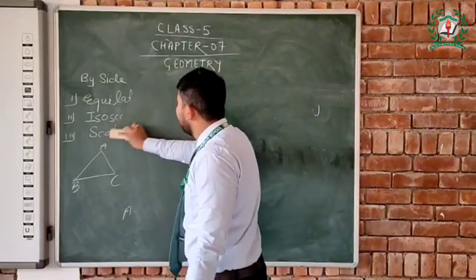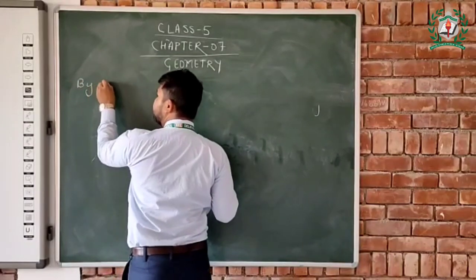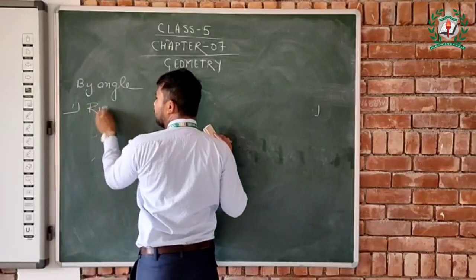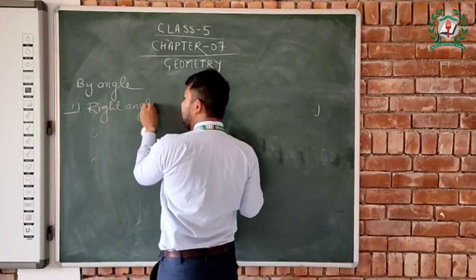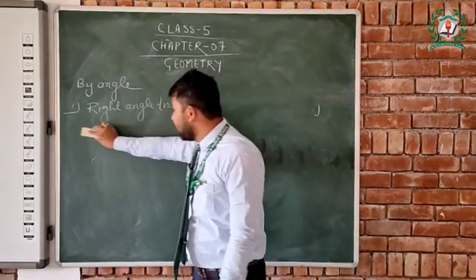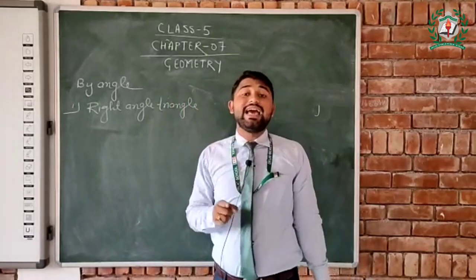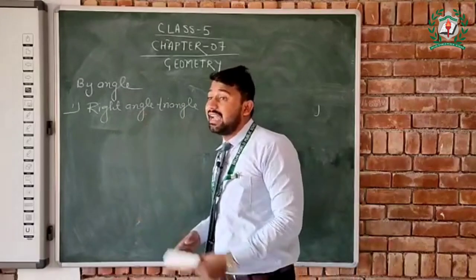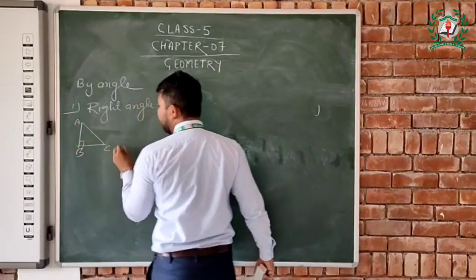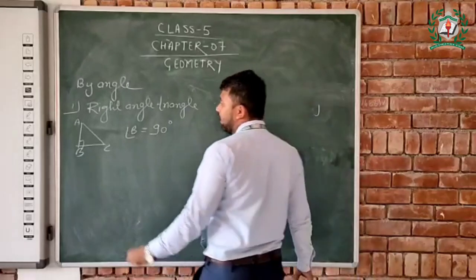After these three triangles, triangles are also divided into three parts by angles. The first one is the right angle triangle: a triangle which has one angle of 90 degrees. In triangle ABC, this is a right angle triangle, where angle B is equal to 90 degrees.